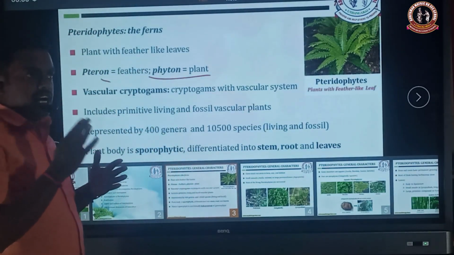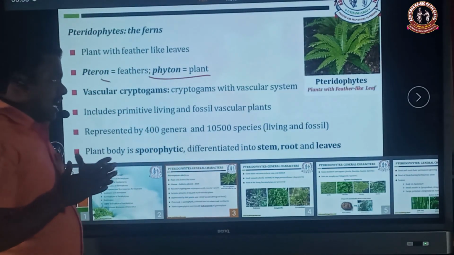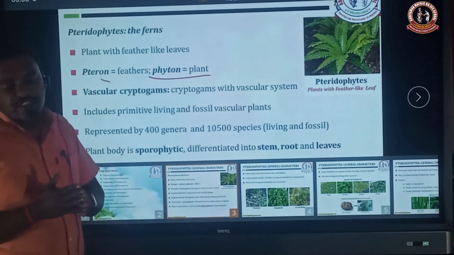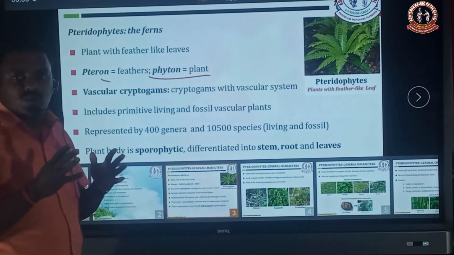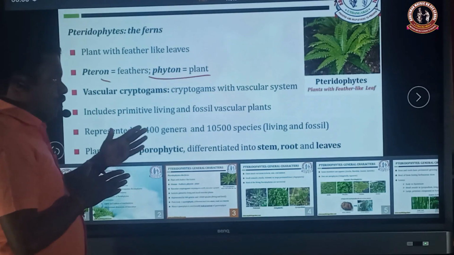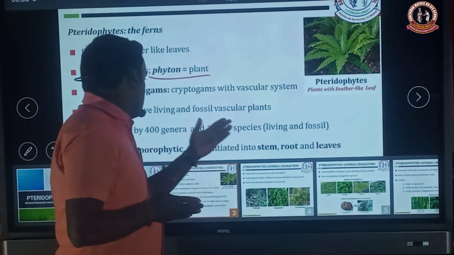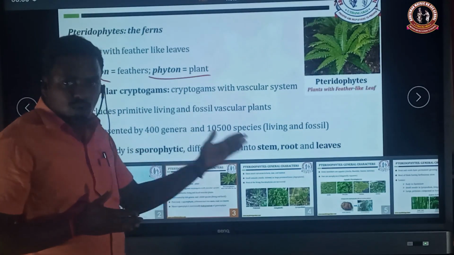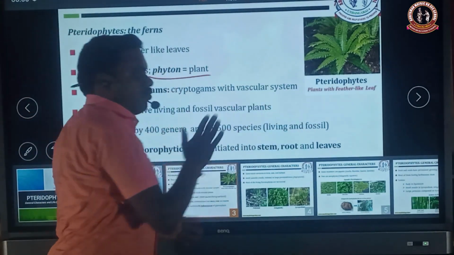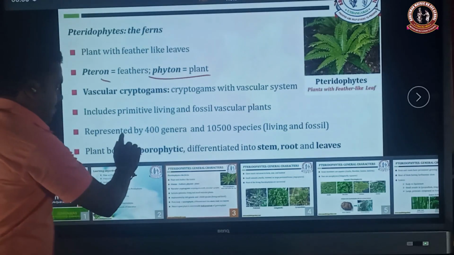Next, the pteridophytic plants are represented by 400 genera in a worldwide distribution, and 10,500 species distributed worldwide, including both living primitive pteridophytes and fossil pteridophytes. That is the distribution of pteridophytes.